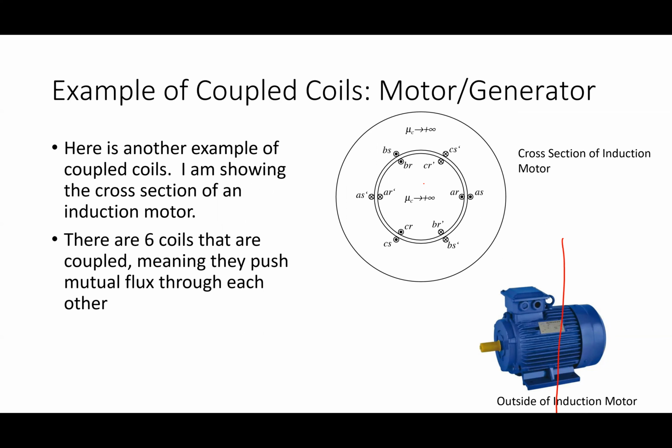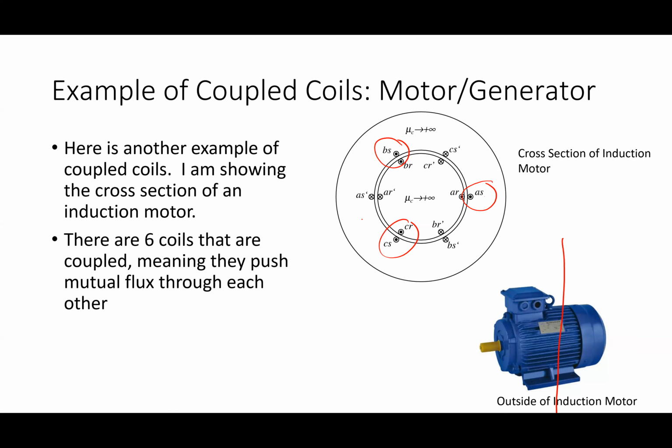This is idealized. What I'm trying to show here is AS and AS prime are two sides of that coil, the one I brought in last week. If I look at this, AS, BS, and CS are all throwing flux through each other, but this thing is not a transformer, right? So the coils are coupled to each other, magnetically coupled.